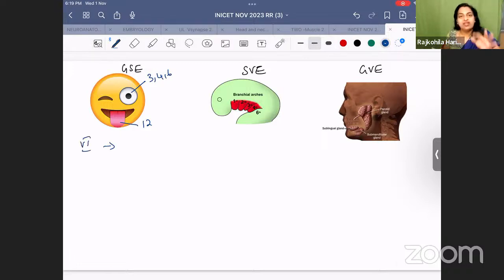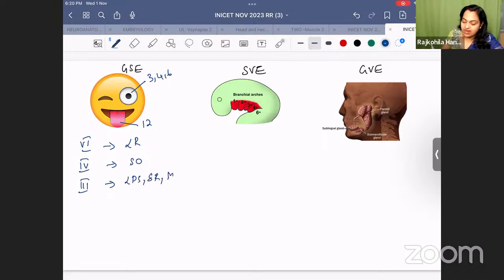You can enter in the chat box, right? Lateral rectus. And fourth nerve, superior oblique. Third cranial nerve, it supplies levator palpebrae superioris, superior rectus, medial rectus, inferior oblique. Yes. And then what about the 12th nerve?